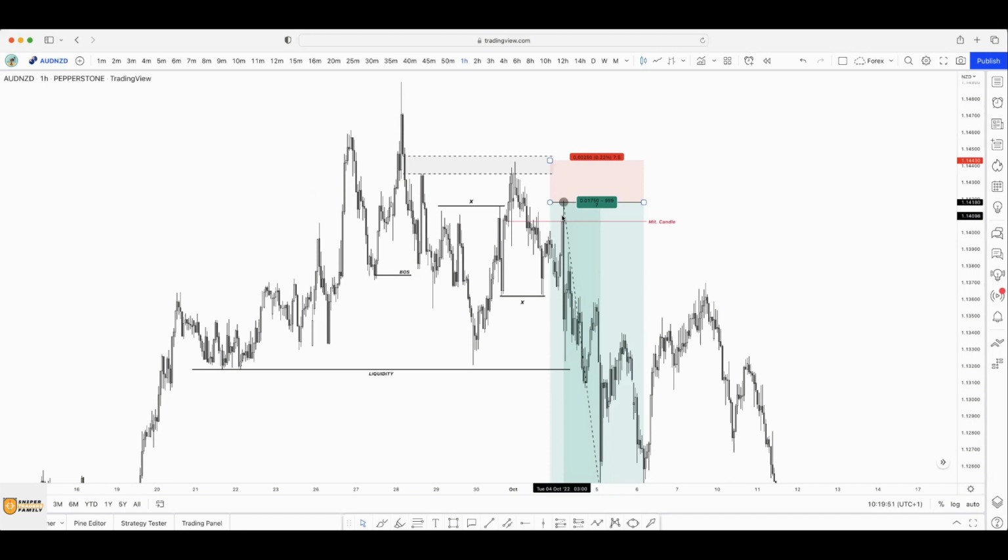But after it played out, price actually tapped the 80 level. If I had taken this trade with a limit order right before price got there, it would have been an amazing trade.